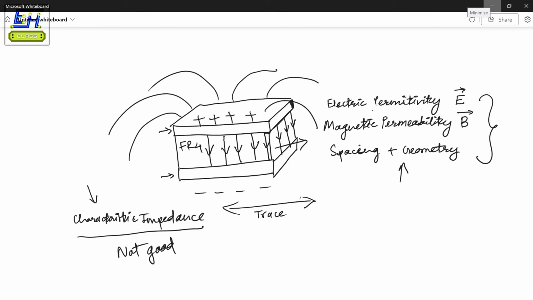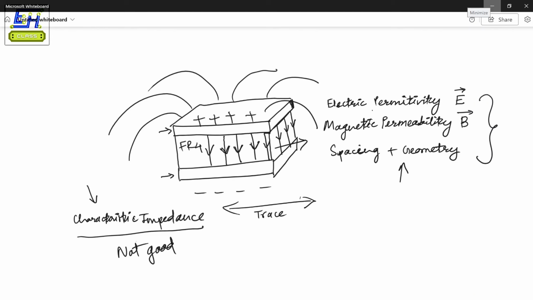In PCBs, we know that there are different layers that we use to form traces. Here, you can see if the top trace is having positive charges and the bottom trace is negative, you'll see an internal electric field between the two traces, which is similar to what happens in a capacitor. And obviously there will be a magnetic field associated with it that I won't draw, but you get the idea.